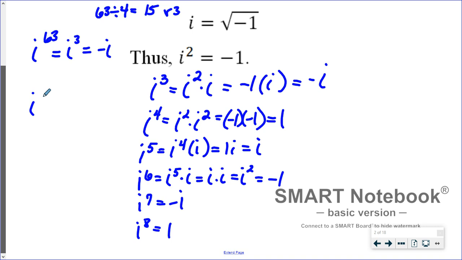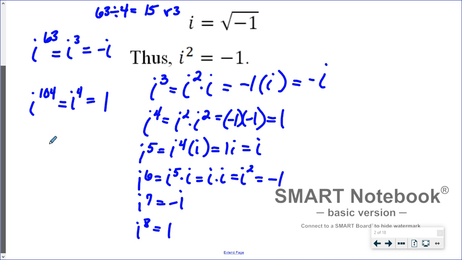So what would i to the 104th power be, for example? Well, now the remainder here is 0, right? But 0 is kind of the same as 4, right? We go 1, 2, 3, 4, which is the same as 0, right? So this is going to be the same as i to the fourth. So this is just going to equal 1.